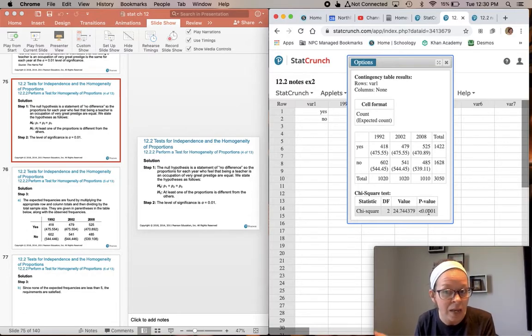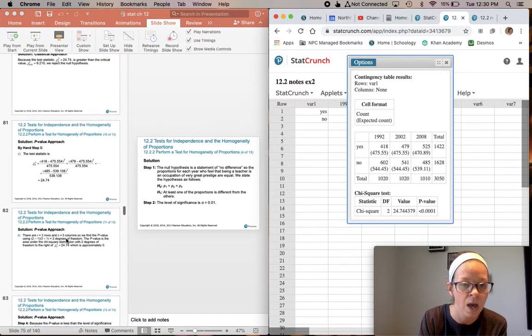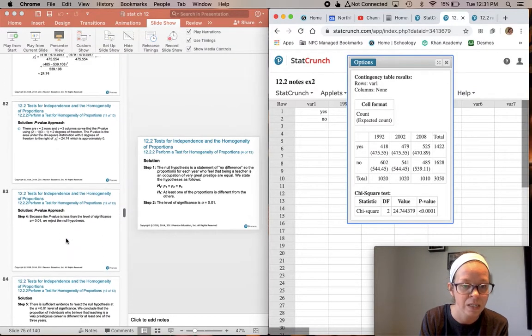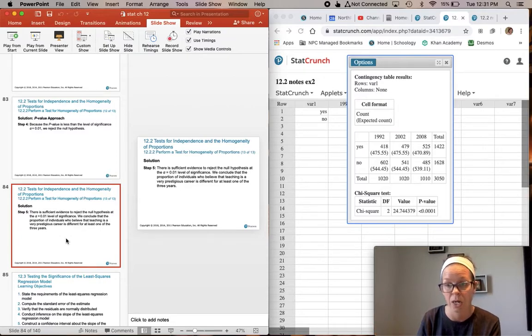Now, this doesn't tell us what that difference is. Like, are opinions of teachers getting better? Are opinions getting lower of teaching being a high prestige job? So it doesn't tell us what the difference is. It just tells us that there is significant evidence that there is a difference in the proportion who are answering yes. If we want to know what that difference is, then we might need to start doing that comparison of where these values are higher or lower than expected.